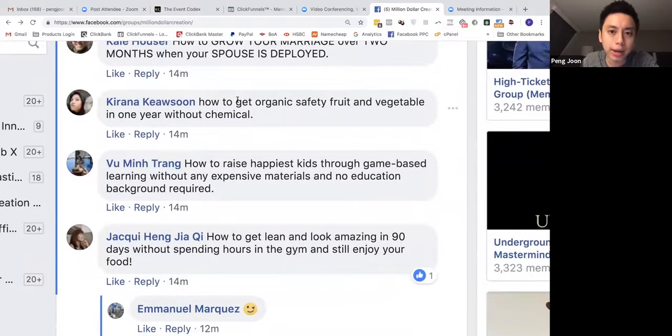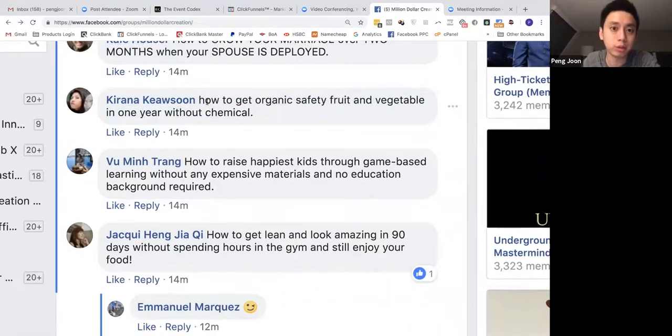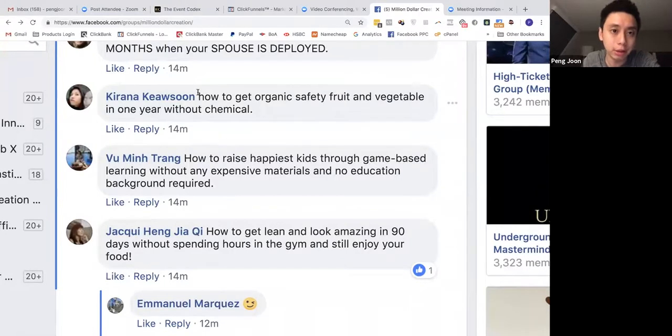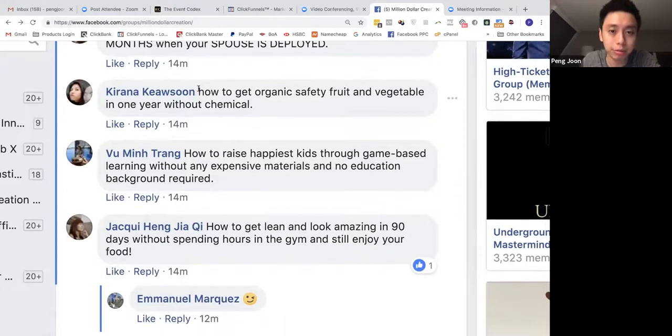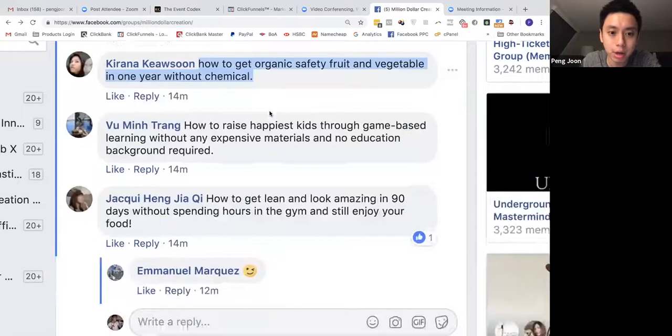How to get organic safety fruit and vegetables in 1 year without chemical. I don't like this because if I want to get organic fruits, I can just go to the supermarket. I don't see how this works, unless you're saying how to grow it yourself, right? In your own backyard. If that's what you mean, then fix it to reflect what's mentioned over here.